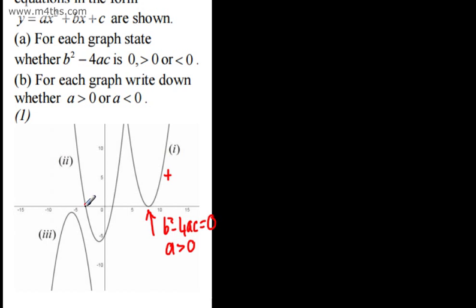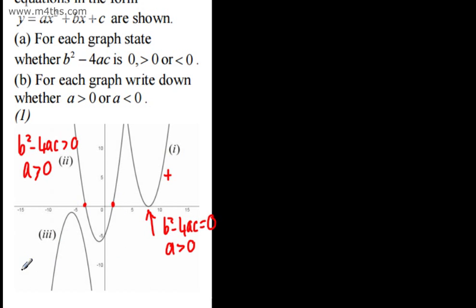Okay, this one here has two distinct real roots and it opens upwards. Therefore, b squared minus 4ac will be greater than 0. That gives us the two distinct real roots. And a will also be now a positive quantity. If it was negative, we would have something that looked like so. So go through those 2 points and we'd have that.